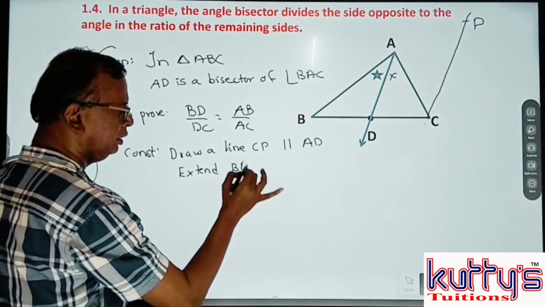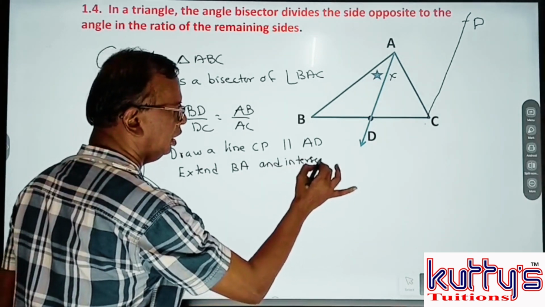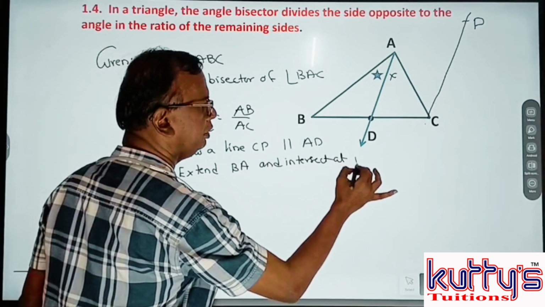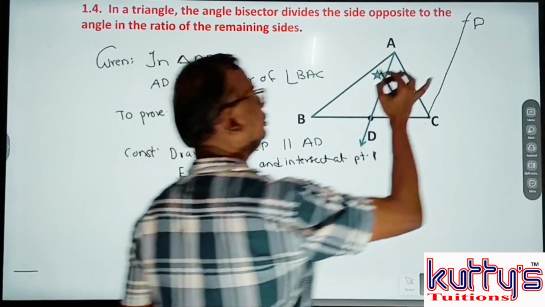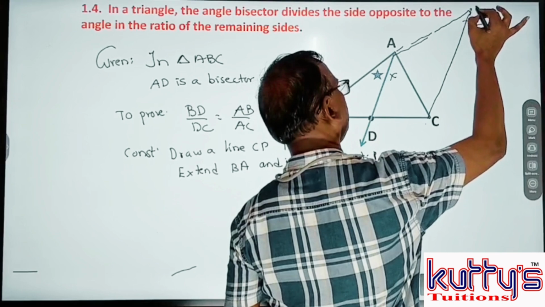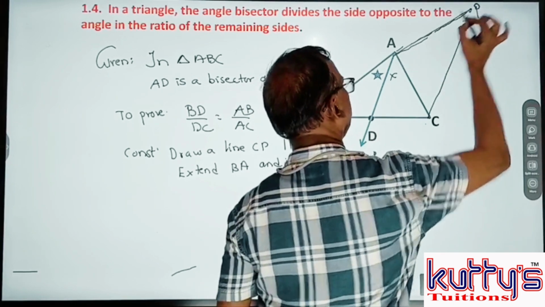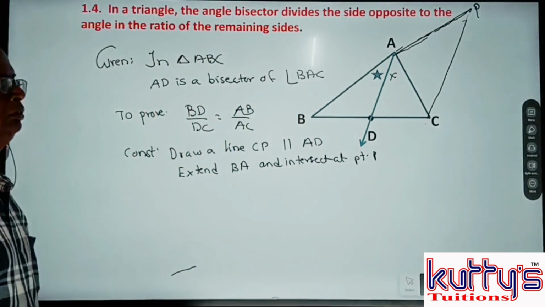and intersect at P. This line we draw. Now see carefully.